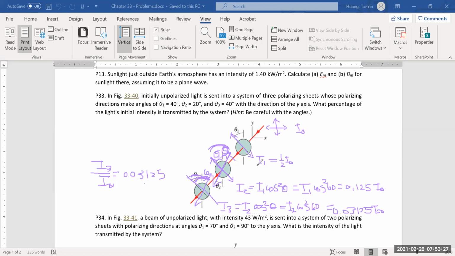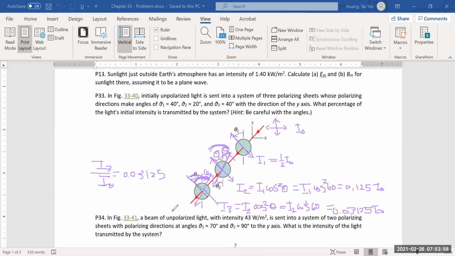So, for example, for the first one, this is the polarizing axis, so the light that survives will be in this direction, and for the second one, the polarizing axis is in this direction. So that will be the direction of light emerging from the second polarizer. And for the third one, it will be in the same direction as the third polarizing axis. That's how you determine the directions of the polarized lights. Okay, so that's problem 33.